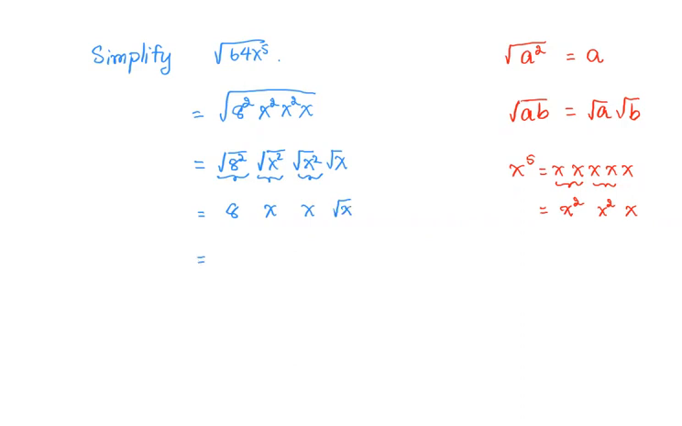The simplified expression for this problem is 8 multiplied by x squared multiplied by square root x, or 8 times x squared times square root x.